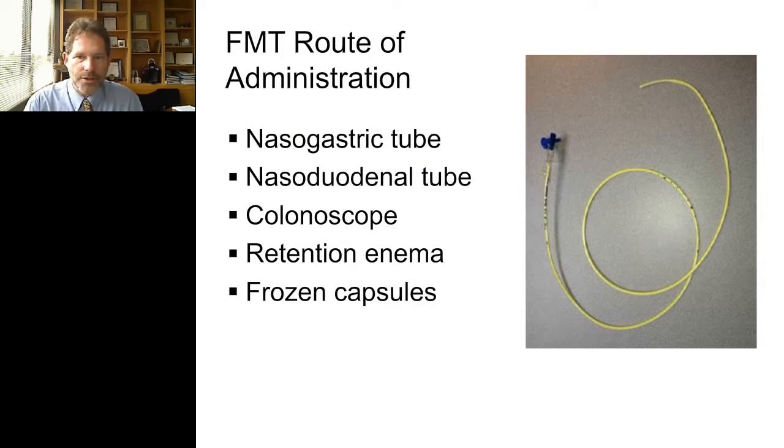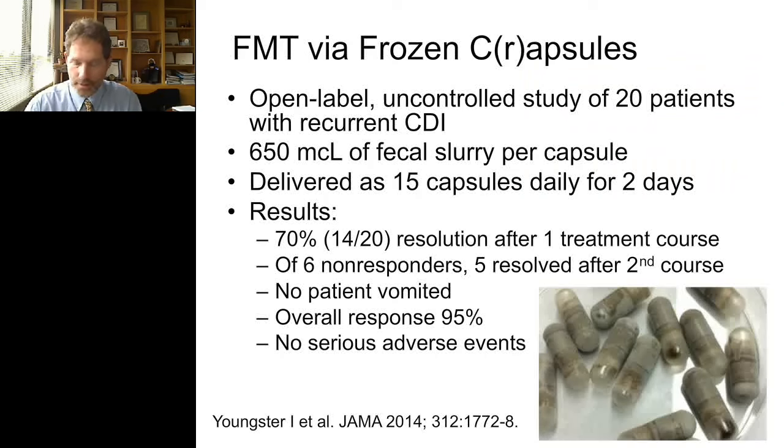So there are a lot of remaining questions about FMT, one being what's the best way to administer the fecal sample. Most often it's done via nasogastric or nasoduodenal tube or endoscopy. It can be done via retention enema. That takes a lot longer and is more uncomfortable. And there's some recent data now on using frozen capsules. I'm going to show you this study. Some refer to these as capsules, actually.